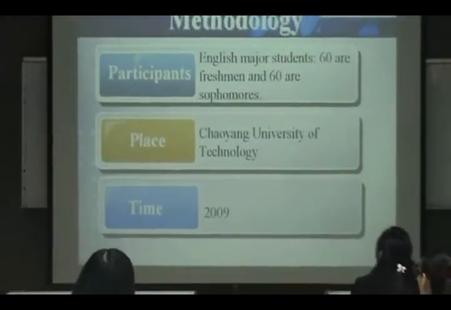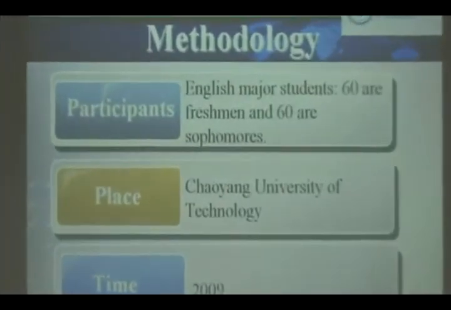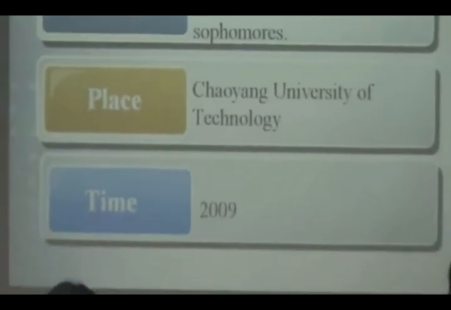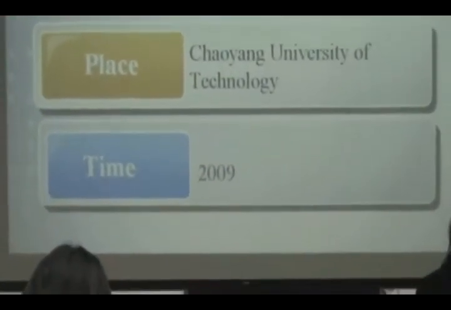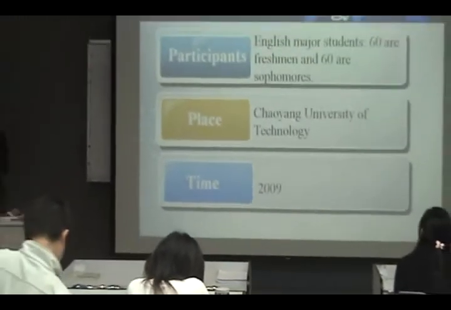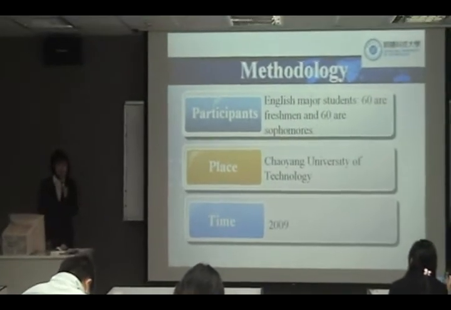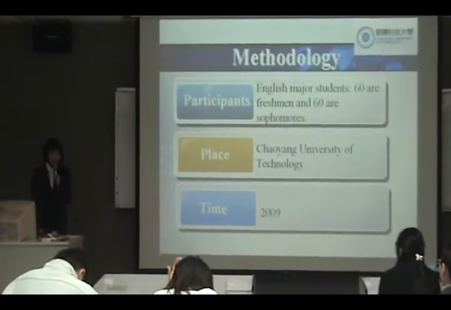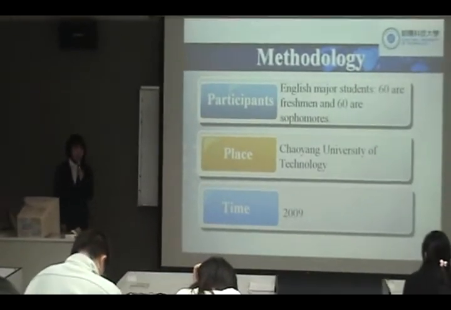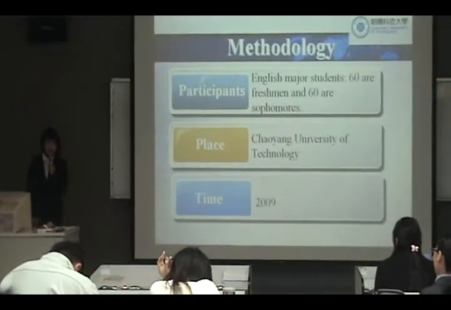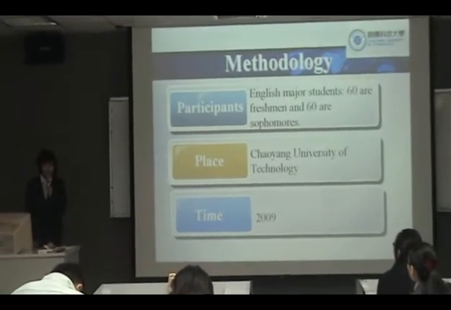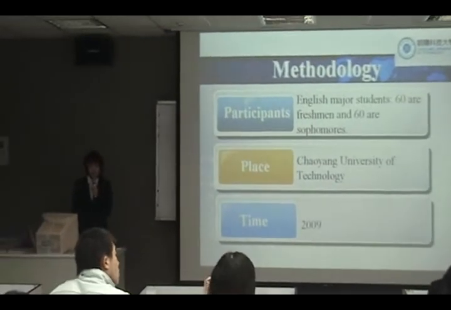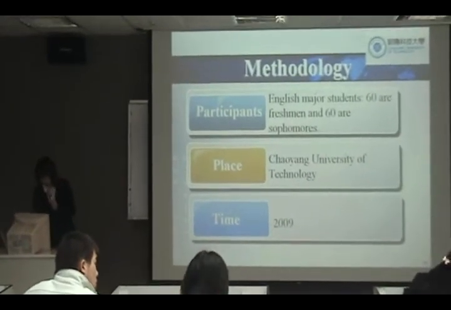And here comes the methodology. The participants will be English major students, 60 freshmen and 60 sophomores, and 15 freshmen and 15 sophomores will be involved in the pilot study, and the rest, 90 freshmen and sophomores, will be involved in the formal study. The reason why I chose freshmen and sophomores is because they have more English-speaking courses at that time, and the research will be conducted at Chaoyang University of Technology in 2009.